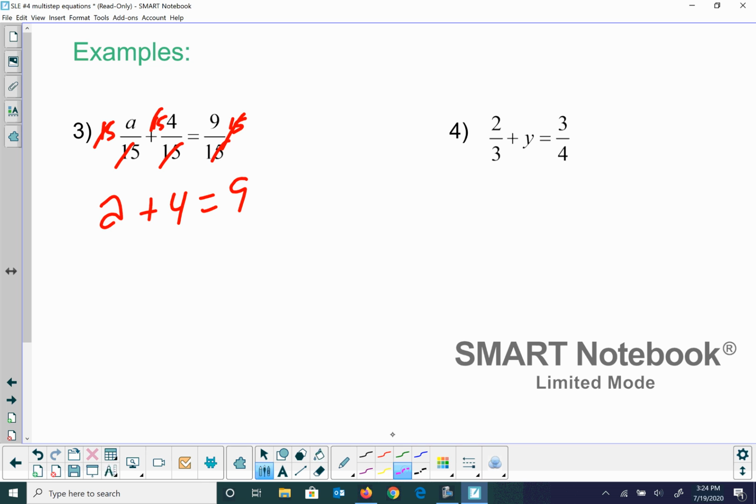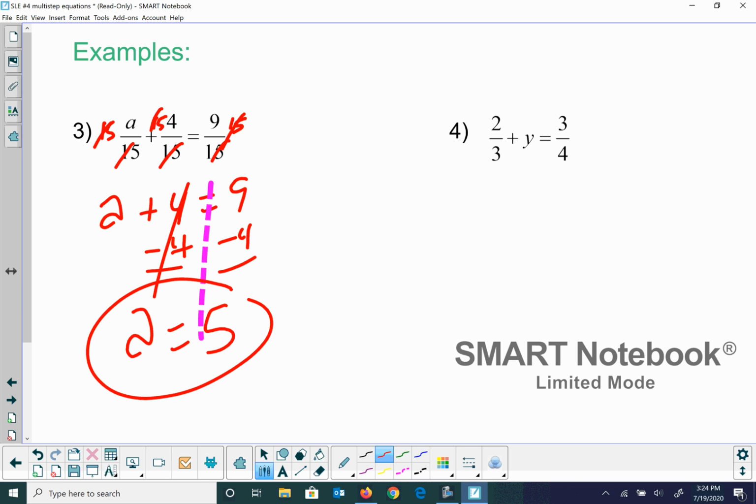Oh my goodness, this question looks so simple. Subtract 4, subtract 4. And we're done. Those cancel. A is equal to 5. Guess what I didn't have to work out? I didn't have to deal with the fractions.